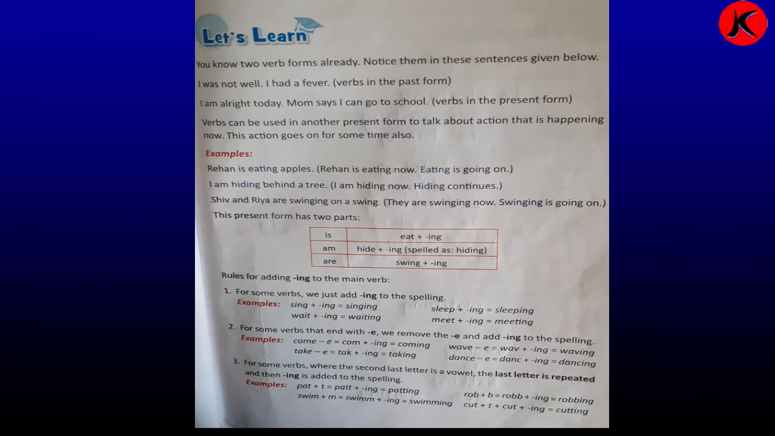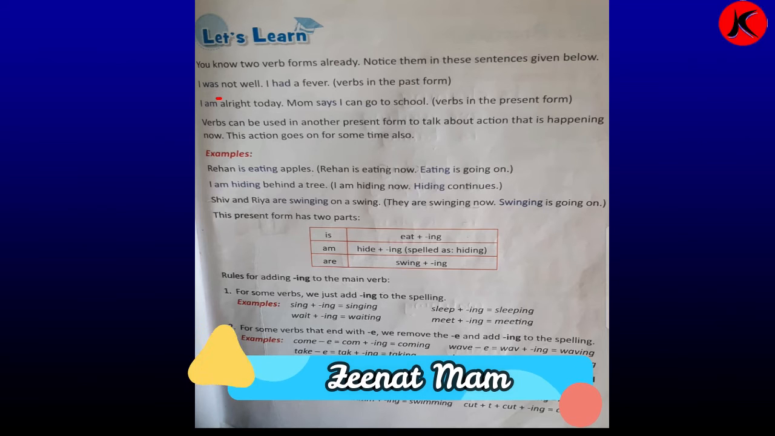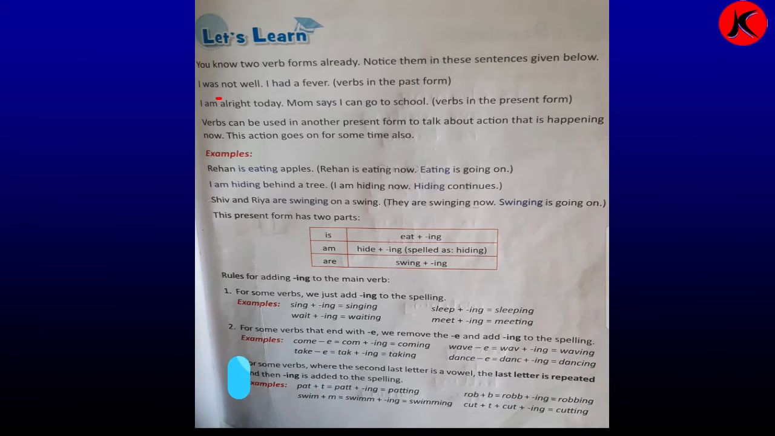Over here, let's learn. You learned in the last session about verbs. I was not well, I had a fever. This is the past form. So "was" is the past form. I am alright today. Mom says I can go to school, in the present form.